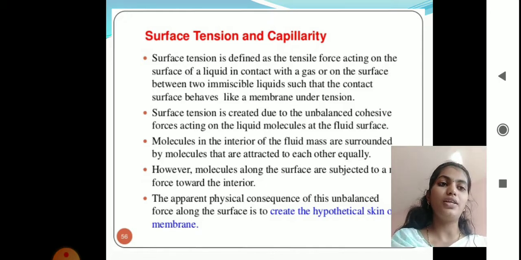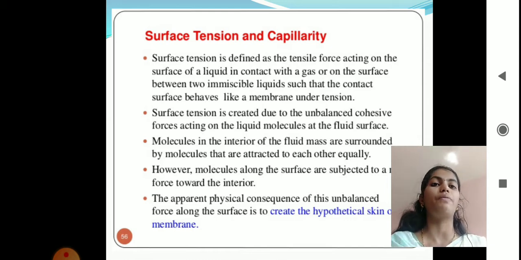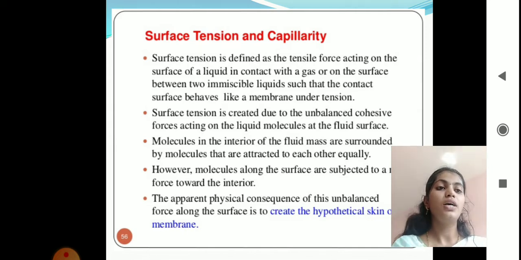And surface tension is the force acting on the surface of a liquid in contact with a gas or another surface of the liquid. Then surface tension is created. The actual creation of surface tension is the imbalanced cohesive force acting on the liquid molecules at a fluid surface.